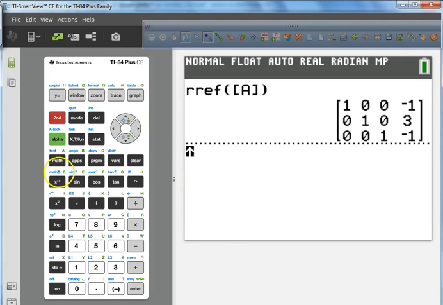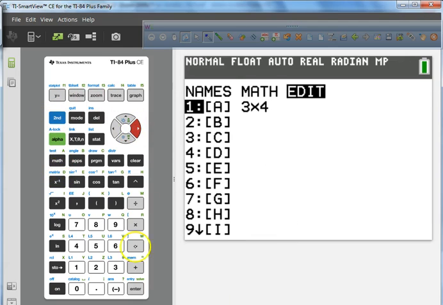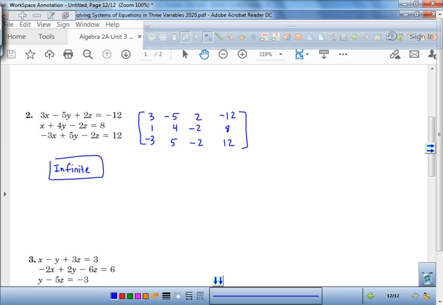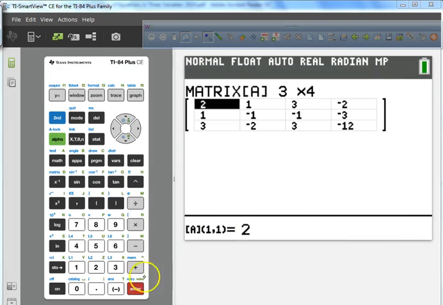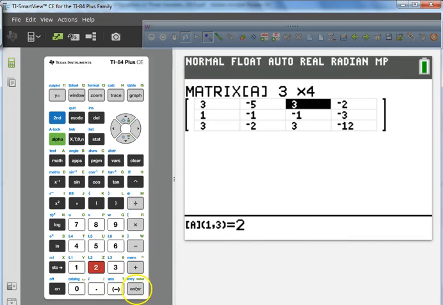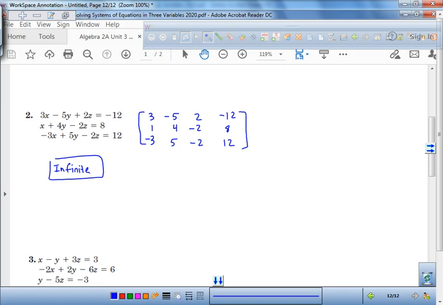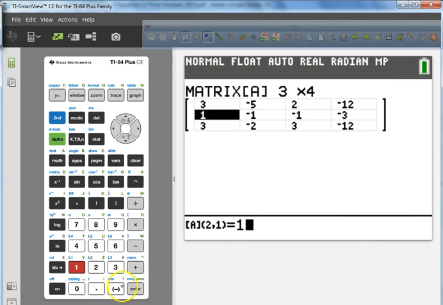I'm going to hit second matrix, go to the right where it says edit. And what do I have to do now? I got to change my numbers. So what numbers now? 3, -5, 2, -12. All right, and then I look at my second row. 1, 4, -2, 8.